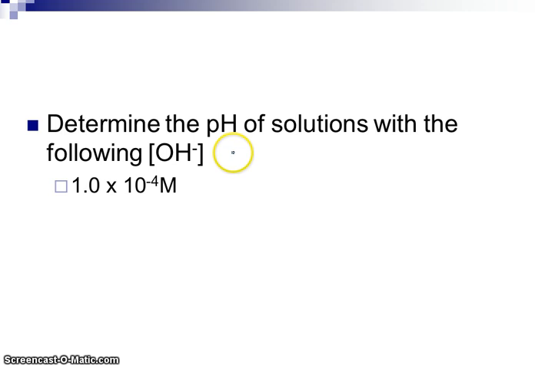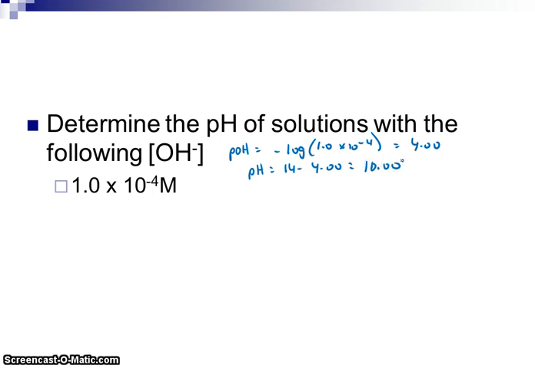I'm going to come up with the pOH of our solution. So I'm going to take the negative log of 1.0 times 10 to the minus 4. And that's going to give me a pOH of 4.00. And now I'm going to find the pH by taking 14 minus 4.00, and I'm going to get a pH of 10.00, which means that this particular solution is a basic solution.